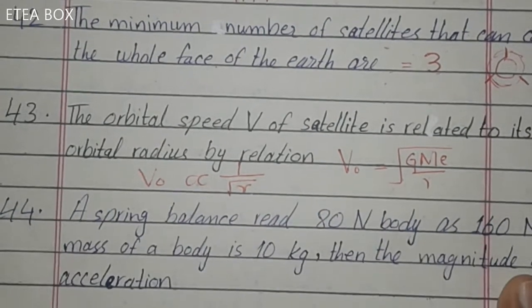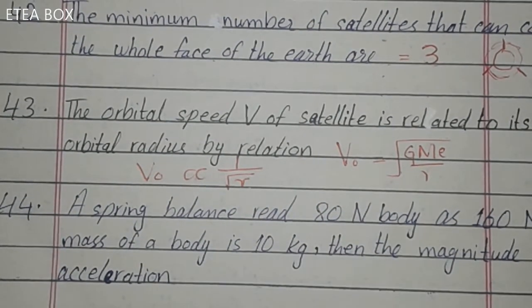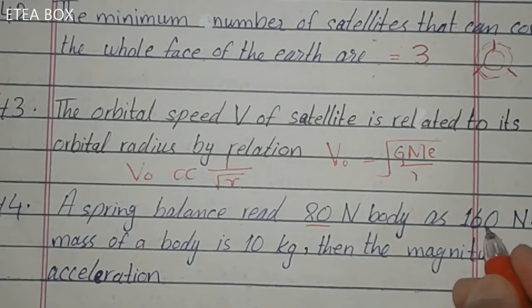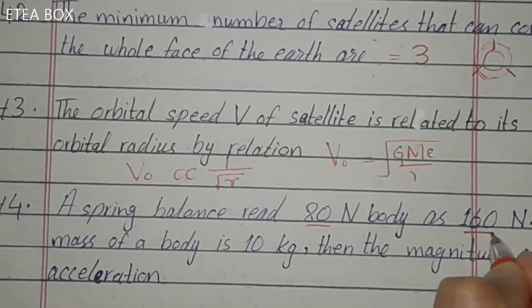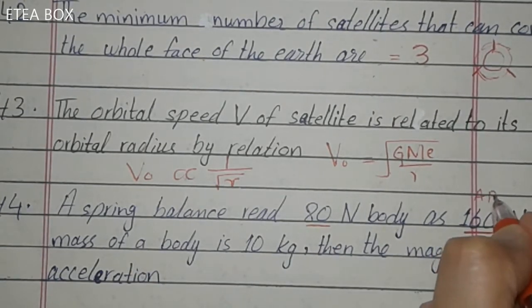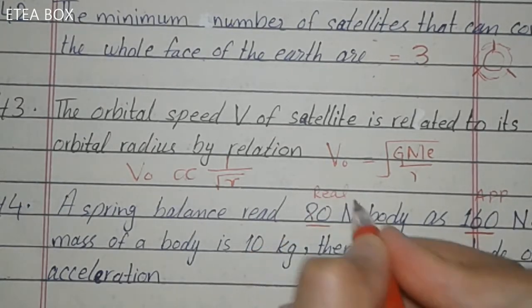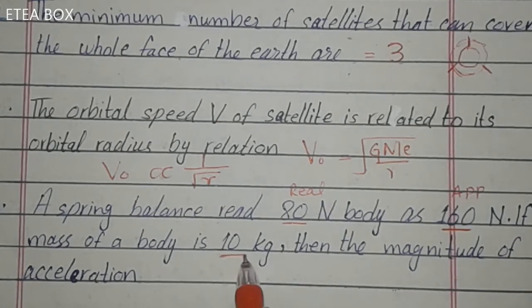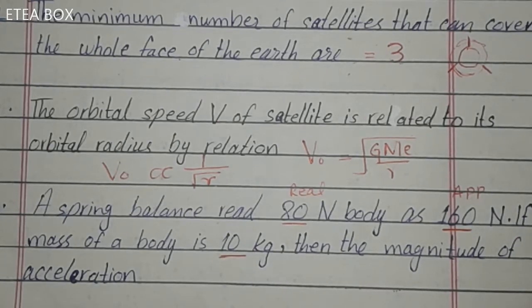Okay. Next one, a spring balance reads 80 Newton body as 160 Newton. Now look, the real weight is 80 Newton, but the spring balance is reading it as 160 Newton, means it's apparent weight and this one is real weight. Now, what is the next? If the mass of a body is 10 kg, then the magnitude of acceleration. Now, we have to find the magnitude of acceleration, okay?